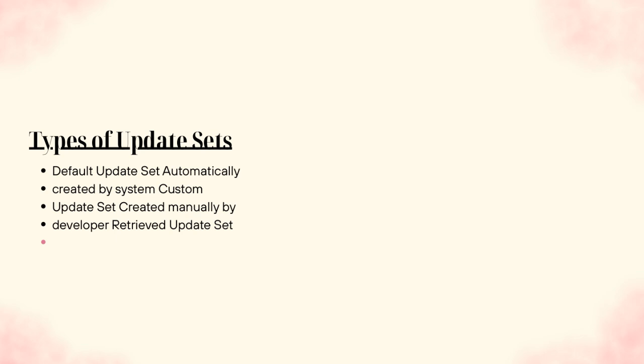Lastly, there are retrieved update sets, which are copies of update sets that have been exported or retrieved from another instance. Understanding these types helps us manage changes more effectively and ensures that our configurations are properly organized and transported across different environments. This is a key part of managing your development and deployment process smoothly.